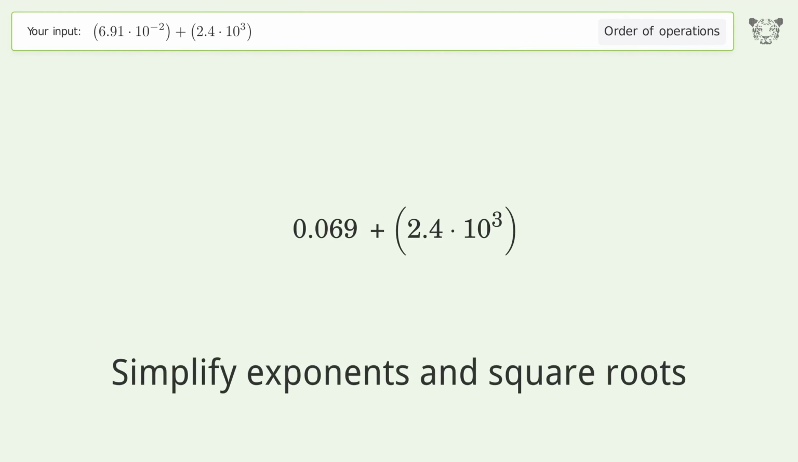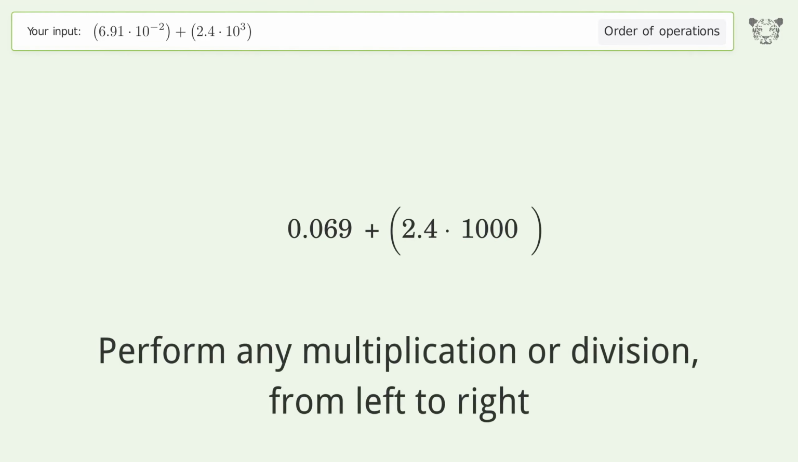Simplify exponents and square roots. 10 to the power of 3 equals 1000. Perform any multiplication or division, from left to right. 2.4 times 1000 equals 2400.